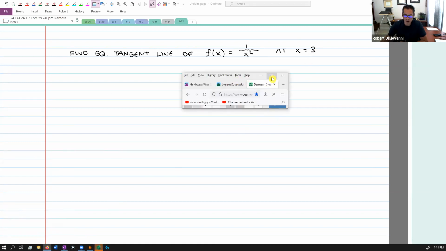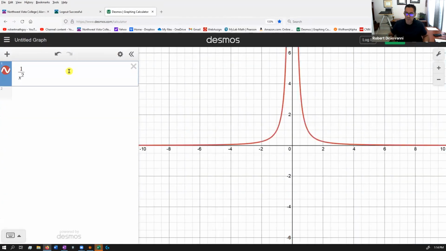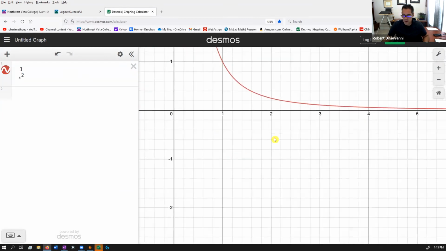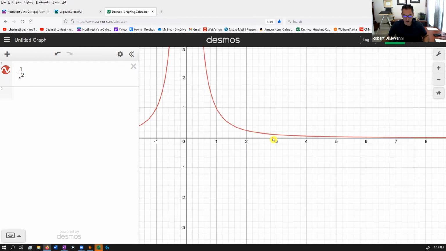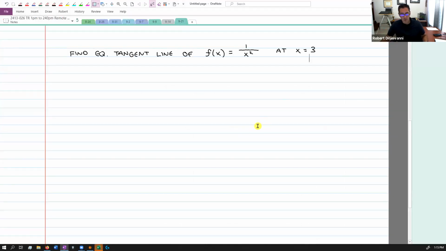So just as a reminder, what we're doing is we're looking at the graph 1 over x squared. We're looking at the value 3 here. When we go to this function at 3, I'll put the point here. That's the point right there. And we're trying to find the equation of the line that goes through that point and is tangent to the curve. That's what we're trying to do. So to do it, we're going to have to first find the slope of the tangent line.